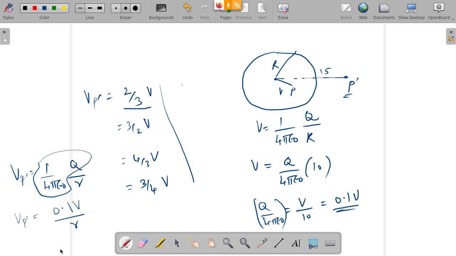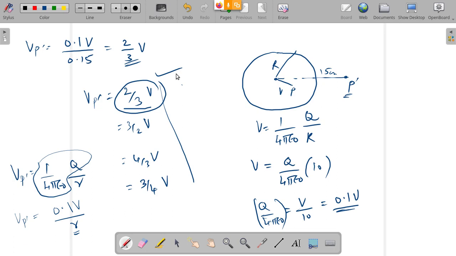Okay. So what is this now? What can we do? Here they are asking for the distance R as 15 centimeter. They have given us R as 15 centimeter. So R is 15 centimeter, which is 0.15 meter. So Vp prime is 0.1 V divided by 0.15. That is 2 by 3. So Vp is 2 by 3 V. That is the answer. That is why it is the first choice.